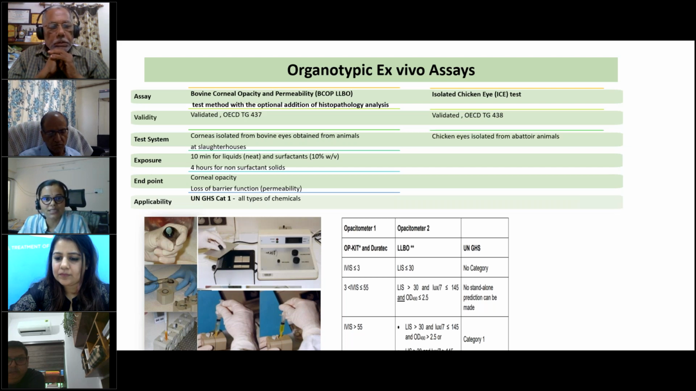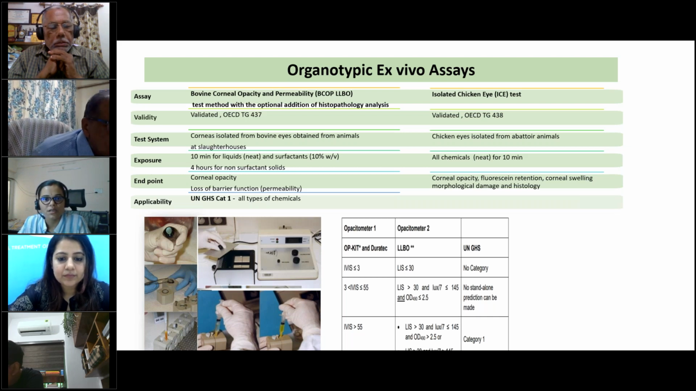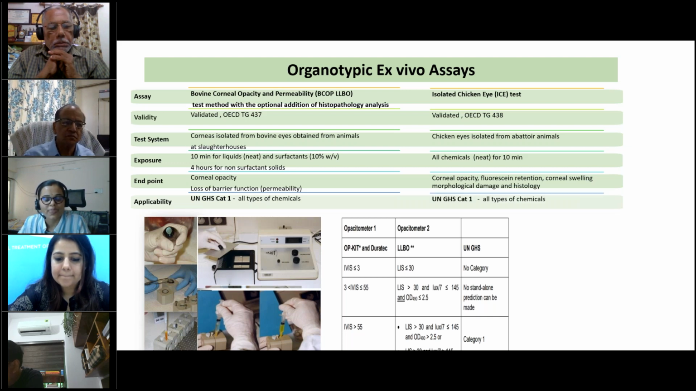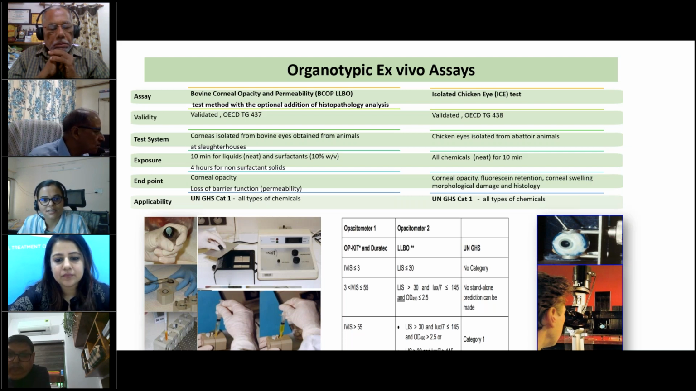It uses chicken eyes isolated from abattoir animals, and all chemicals can be tested neat for 10 minutes. And the corneal opacity is the endpoint, along with fluorescein retention, corneal swelling, morphological damage, and histology. Application is for categorization of category 1 chemicals, and all types of chemicals can be tested. This is a pictorial representation of the chicken eye test.